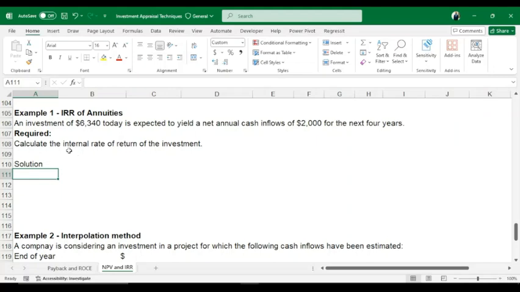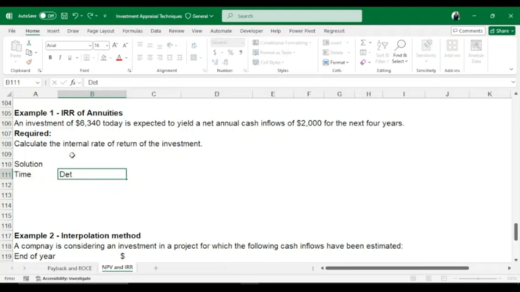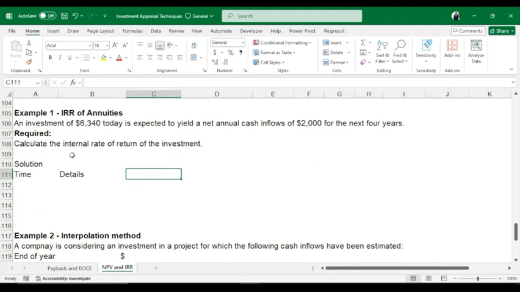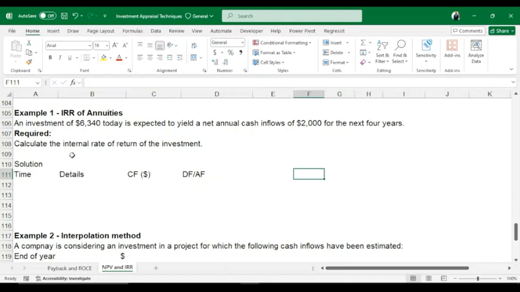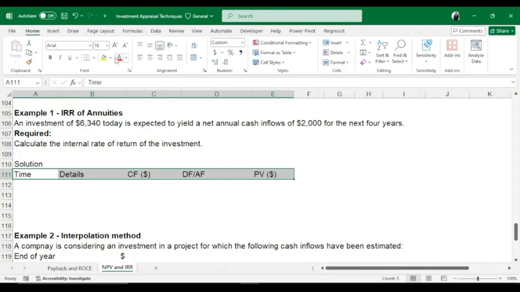Now, since this is an annuity, we are going to use the usual annuity calculation format. So I'm going to have here time, and here details. We have looked at it in our previous videos on NPV calculation. Then we have the cash flows, which is a dollar amount. Then we'll have our discount factor or annuity factor, and we are going to have our present values, which is also a dollar amount. So this is the format we usually use.